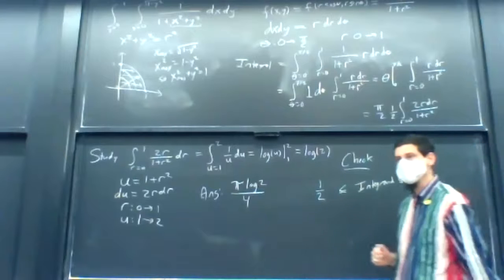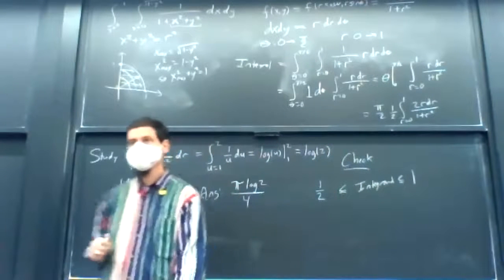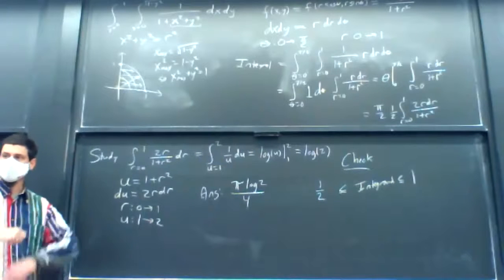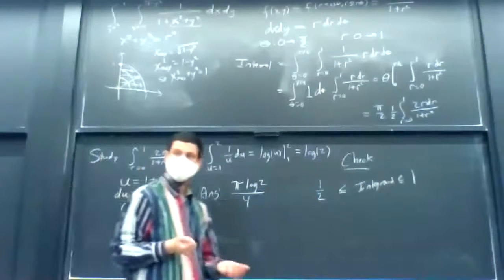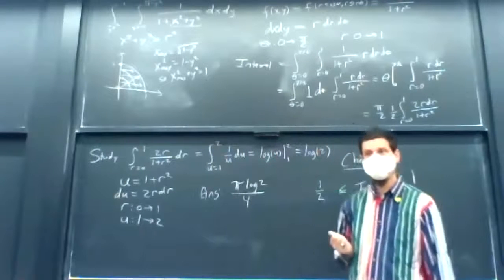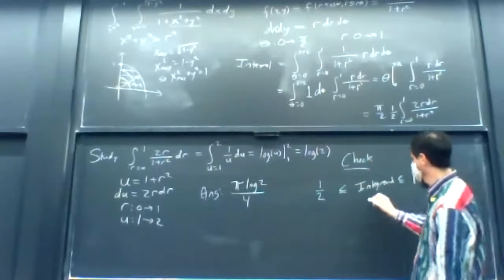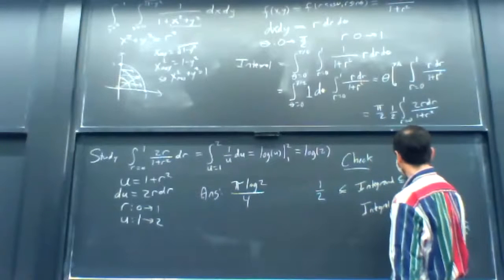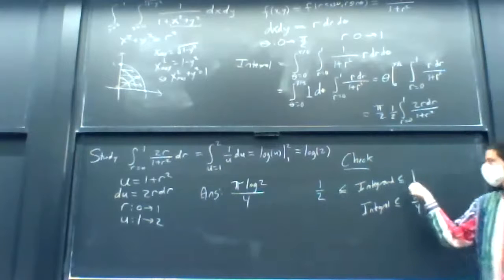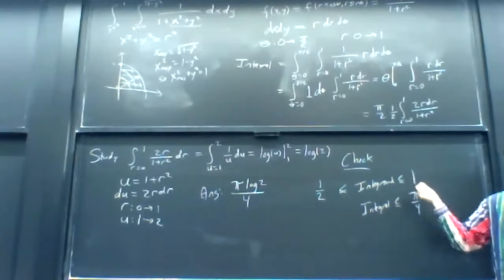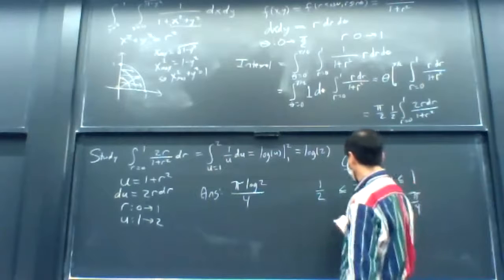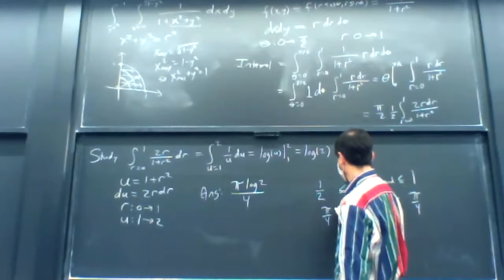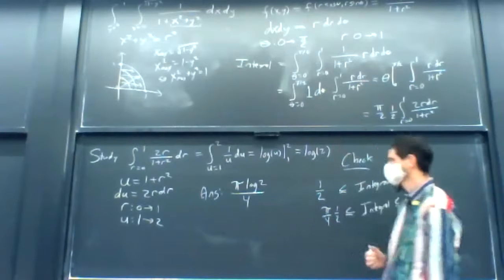What is the area of a quarter circle? If the area of a whole circle is pi, what's the area of a quarter circle? Pi over 4. So then the integral will be less than or equal to pi over 4. I just use the upper bound of 1 everywhere. And it will be greater than or equal to pi over 4 times 1/2.